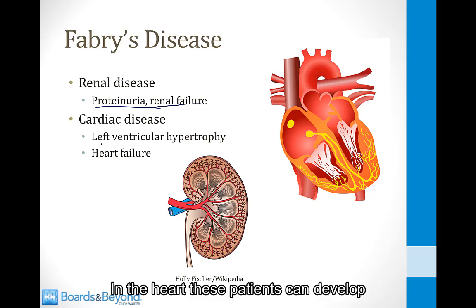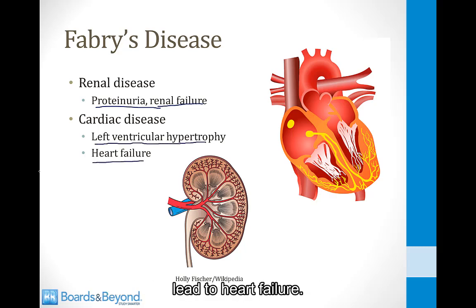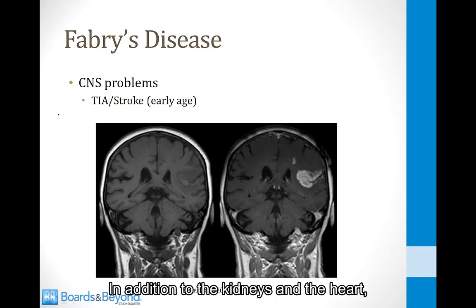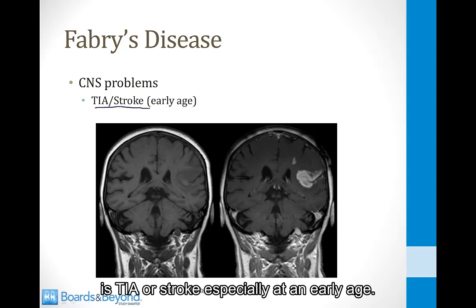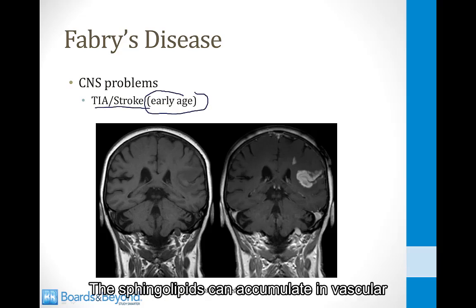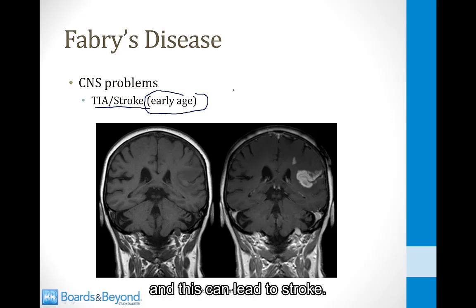In the heart, these patients can develop left ventricular hypertrophy, and this can ultimately lead to heart failure. In addition to the kidneys and the heart, a classic problem among Fabry's disease patients is TIA or stroke, especially at an early age. The sphingolipids can accumulate in vascular endothelial cells, and this can narrow or obstruct arteries, and this can lead to strokes.